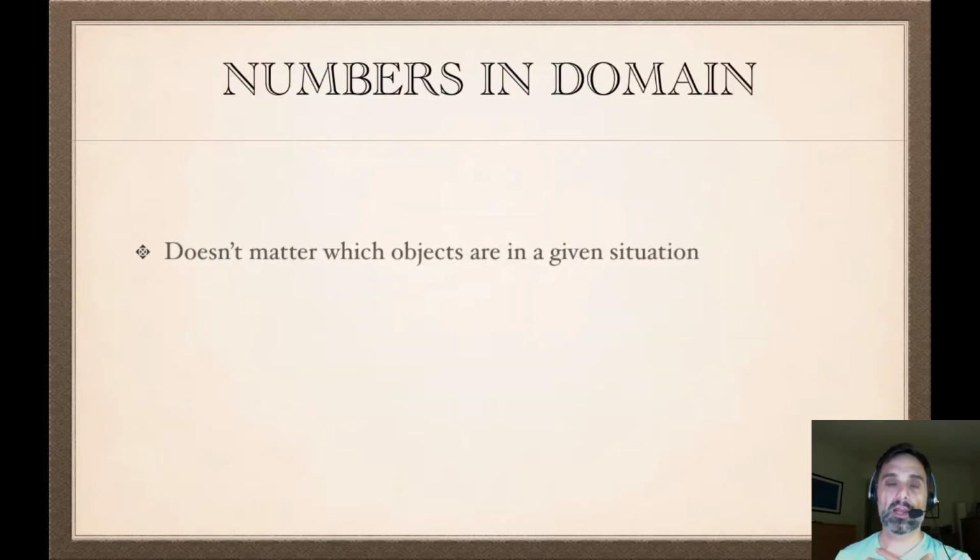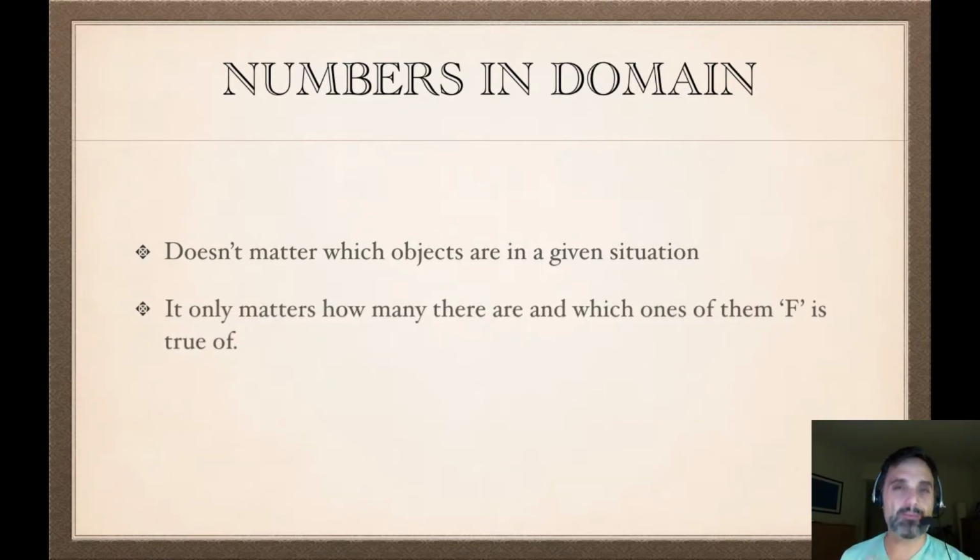So if we think back and ask, is all x Fx true or not? Is some x Fx true or not? In general, what matters is which things there are and which of them are F. But it doesn't actually matter which things there are. It just matters whether or not they're F. So it matters how many there are, and of those, which F is true of. But it doesn't actually matter that it's Alfred or Bob in the domain. It just matters whether or not F is true of each of them.